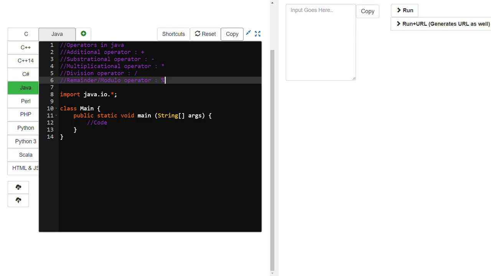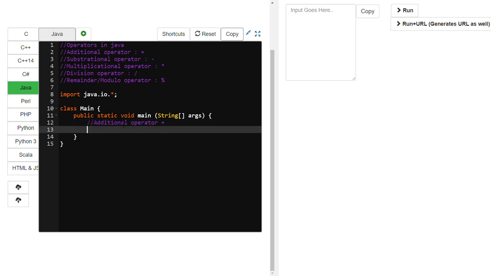Okay. In Java, how we are using those operators, I'm explaining now. First one is addition operator. How we use it in Java.